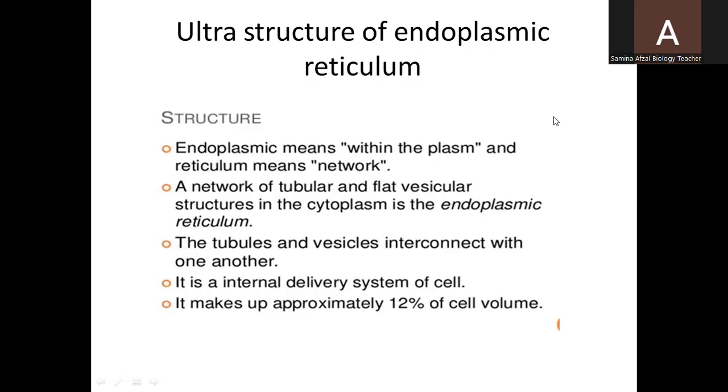They are interconnected with one another because they have to perform the process of transportation, the delivery system of the cell. They transport the different substances which are formed inside, for example the lipids and protein molecules. So the transportation takes place through the endoplasmic reticulum. We can say it is an internal delivery system of the cell. It makes up approximately 12% of the cell volume.